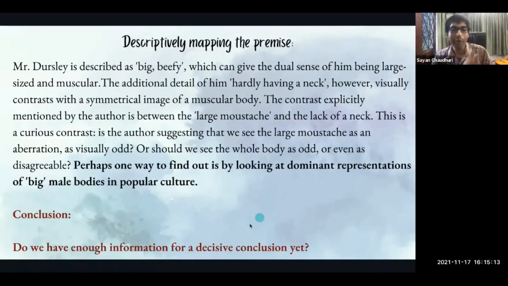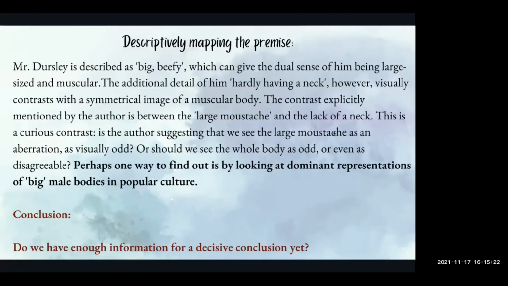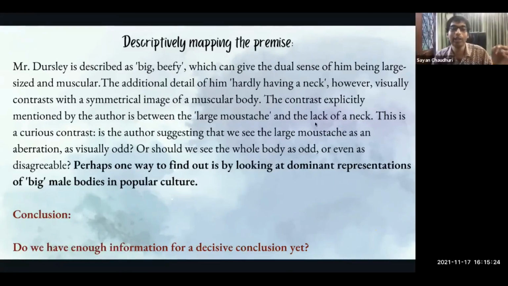But if you think of the contrast that is being mentioned, the contrast is actually between the large mustache and the lack of a neck. The author is not contrasting anything else. The author is contrasting hardly any neck, although he had a large mustache. Now you would think, okay, what does that mean? Once the author has shown it to us as a contrast, should we read it as visually odd? And then should we stretch it and read the whole body as visually odd or disagreeable?